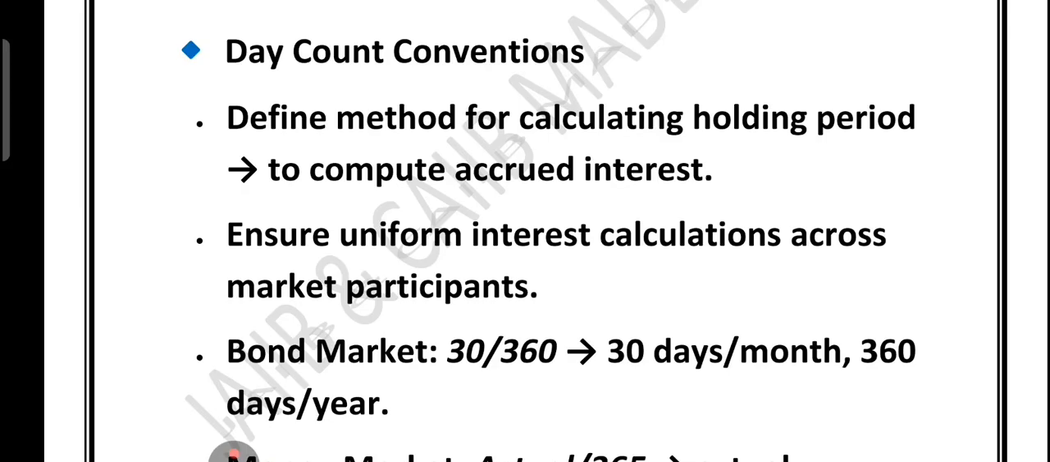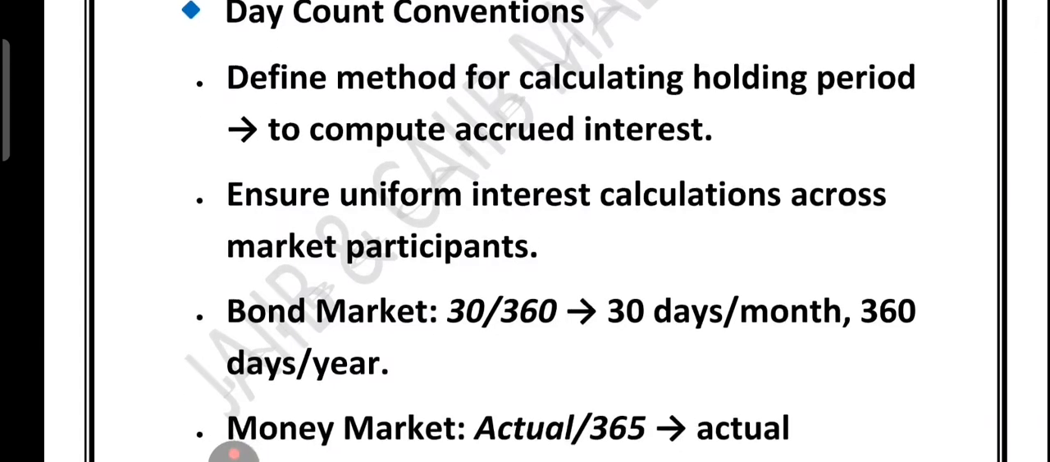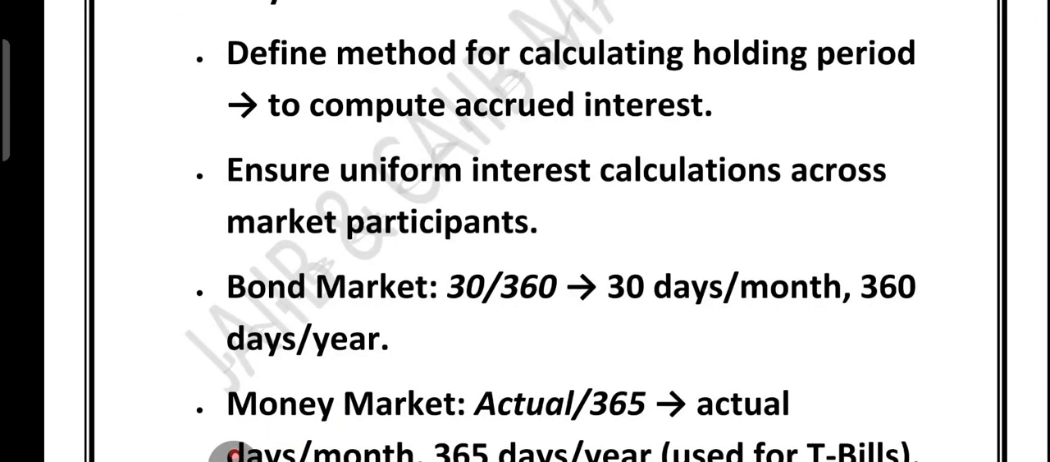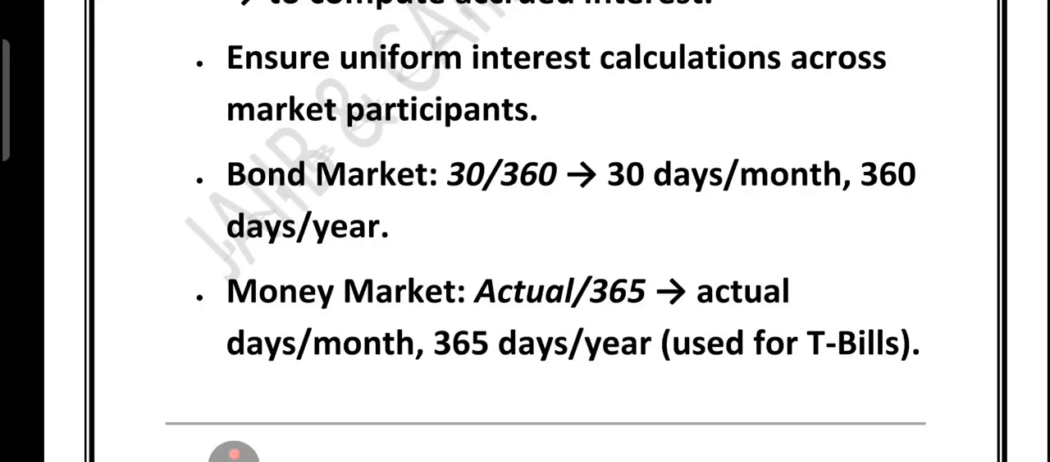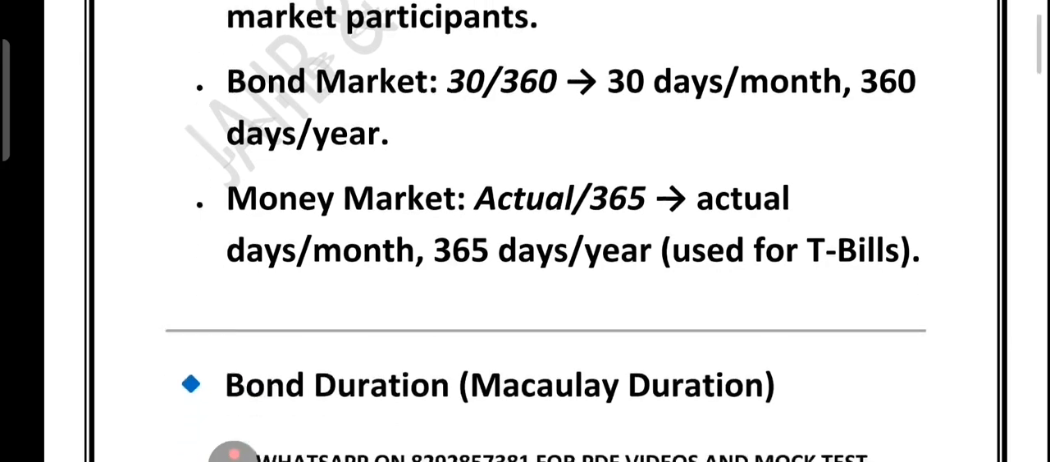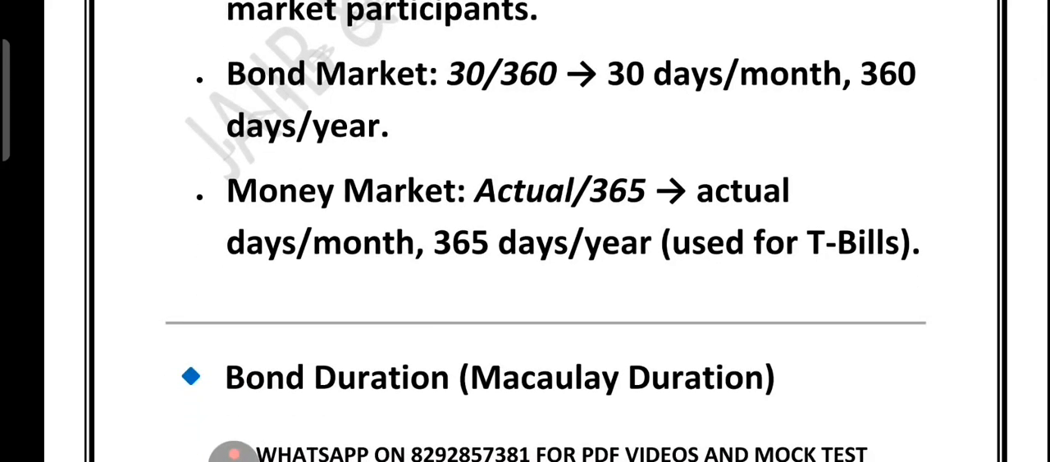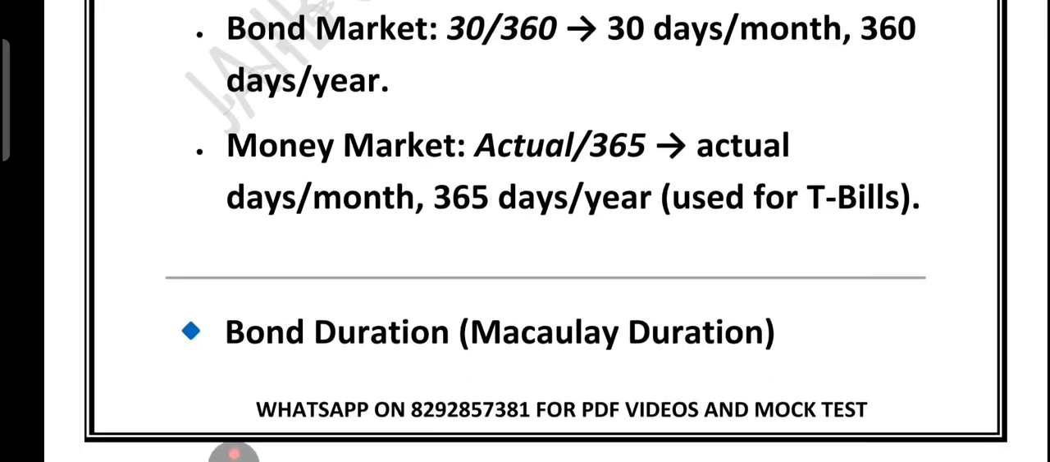What is the meaning of accrued interest? Basically the interest earned between 2 coupon dates. That is called accrued interest. There is a convention. This convention makes sure that everyone in the market follows the same standard so that interest calculation remains uniform. If we talk about the bond market, the standard method is 30/360, which assumes that every month has 30 days and every year has 360 days. But in the money market, we use actual/365, which means we take the actual number of days in a month and assume 365 days in a year. So this method is usually applied for instruments like treasury bills, right? So in short, it's just about setting common ground for how we count days while calculating interest.